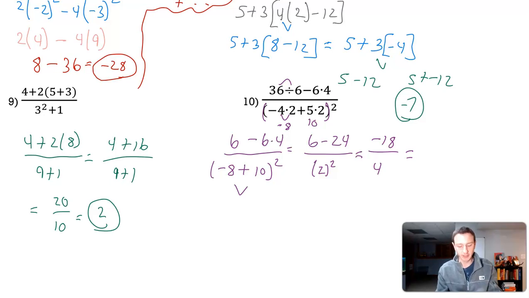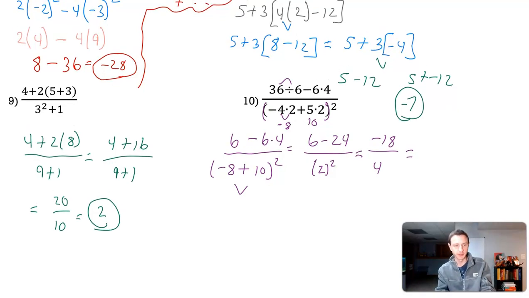So that's not going to divide cleanly, unless I made a mistake. 36 divided by 6 is 6. 6 times 4 is 24. Negative 4 times 2 is negative 8. 5 times 2 is 10. 10 minus 8 is 2. 2 squared. Yeah, okay. This is going to be a little bit of a fraction. Not a big deal.